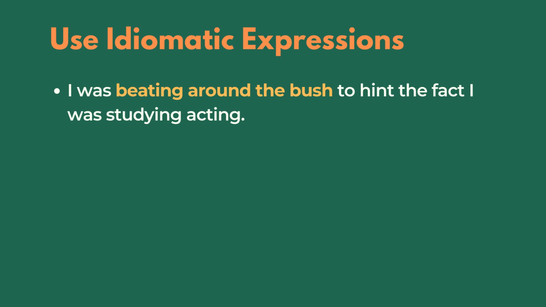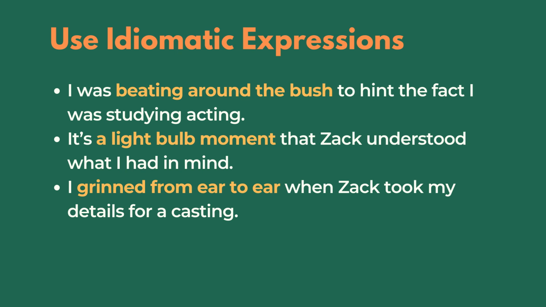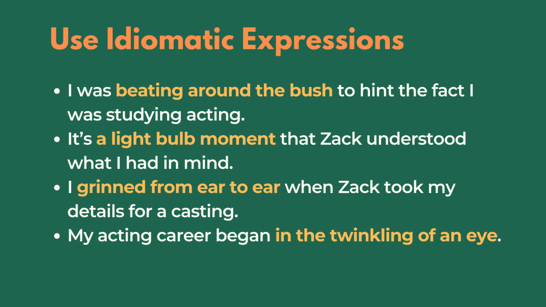Let's have a look at example to refer to the usage of idioms in your story writing. I was beating around the bush to hint the fact I was studying acting. It's a light bulb moment that Zach understood what I had in mind. I grinned from ear to ear when Zach took my details for a casting. My acting career began in the twinkling of an eye.